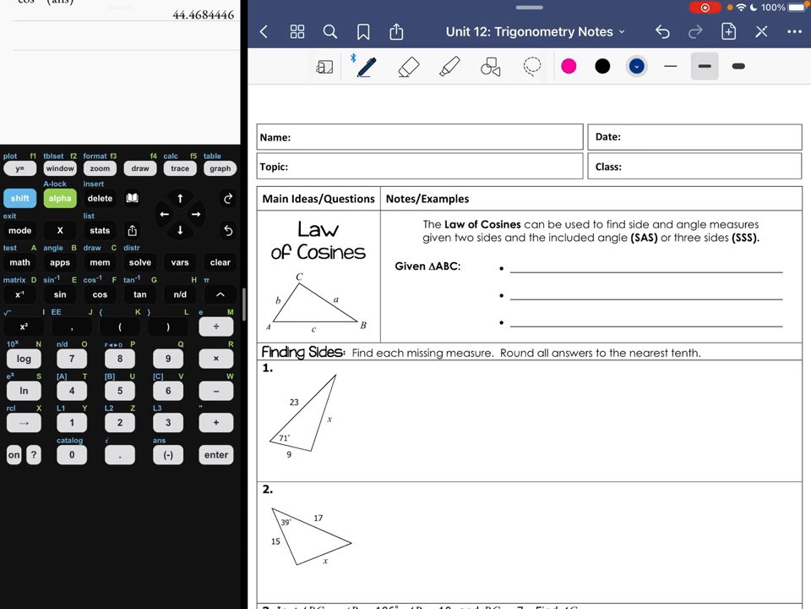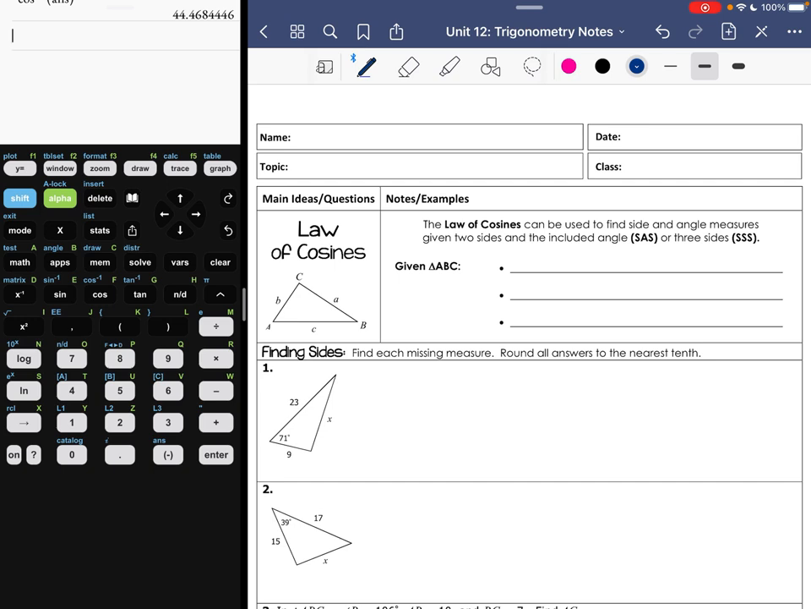All right, this video is over Law of Cosines. I'm going to go ahead and do both pages of Law of Cosines in one video because it's kind of short and a little bit easier than Law of Sines. And that way you don't have as many videos to go through.